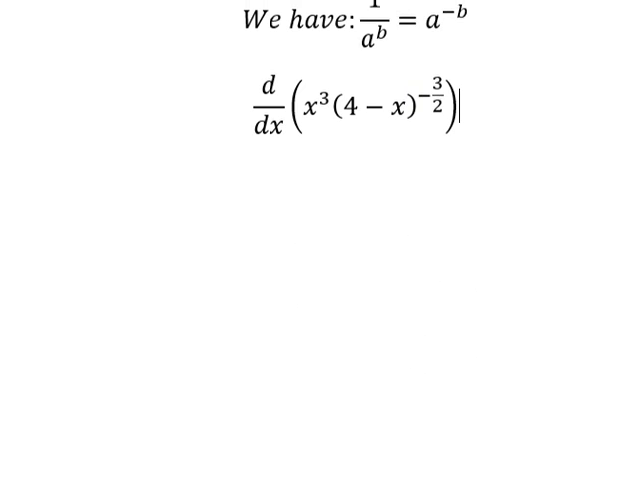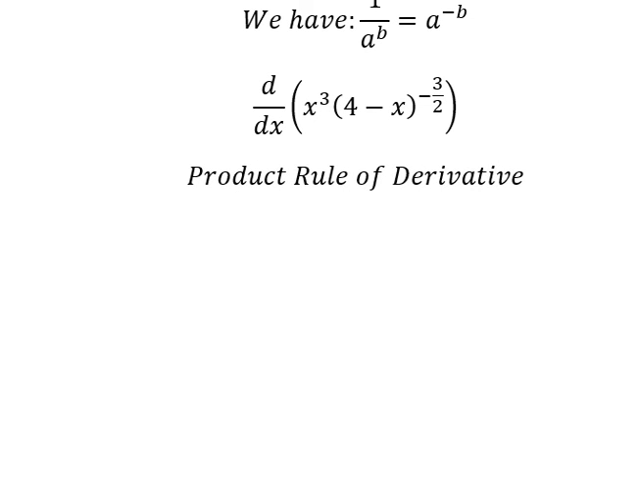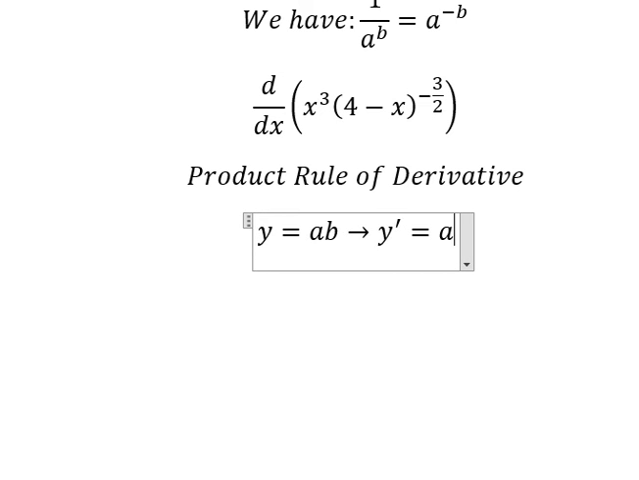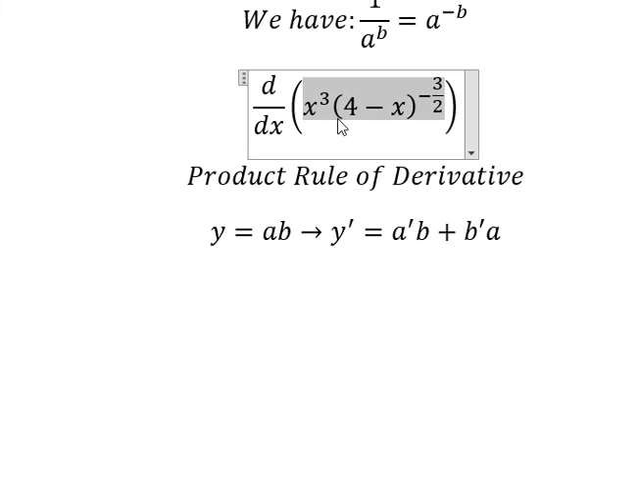Next, we can use the product rule of the derivative. So we have y equals ab. If we do first derivative of this one, we do first derivative of a multiplied by b plus first derivative of b multiplied by a. So we can apply this one in here.